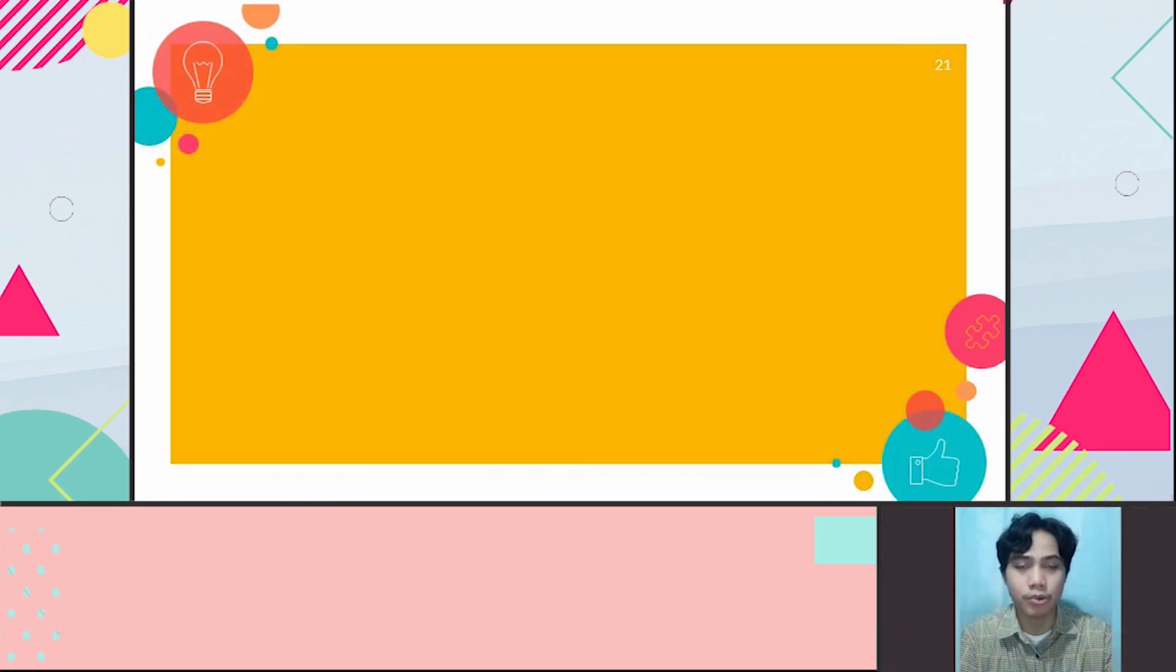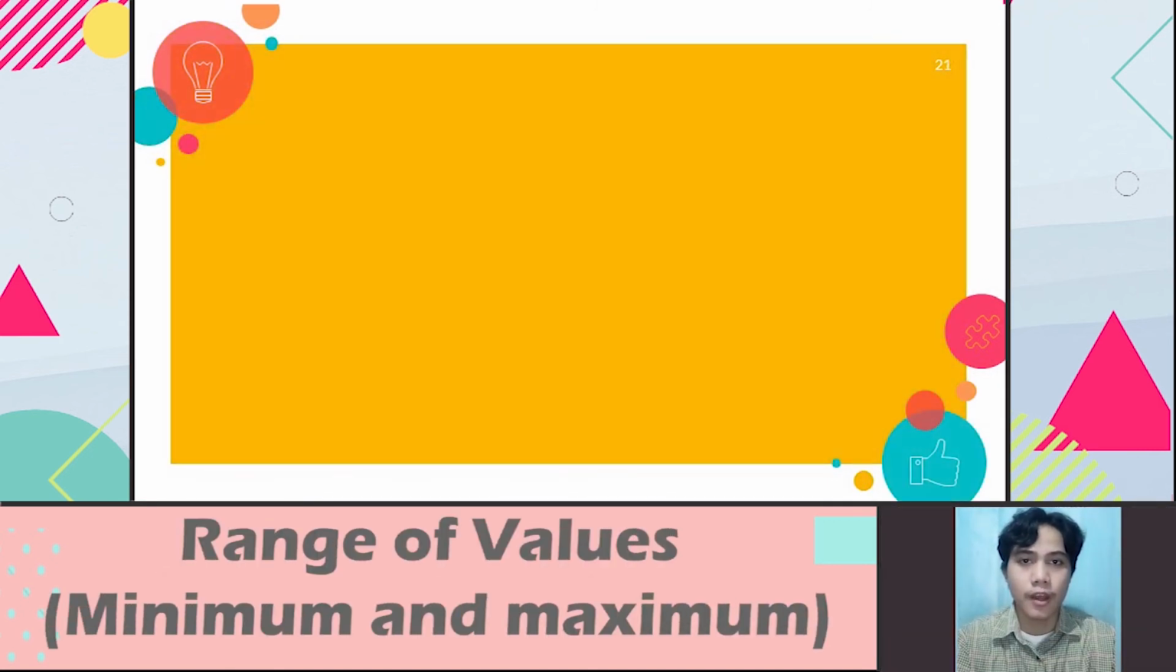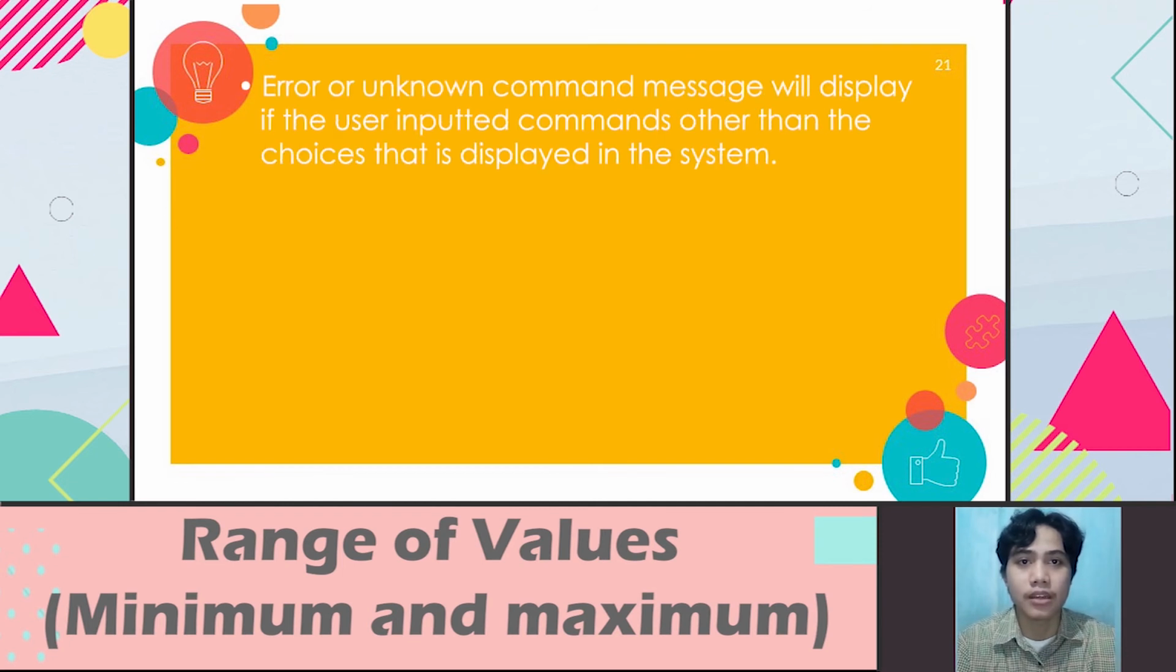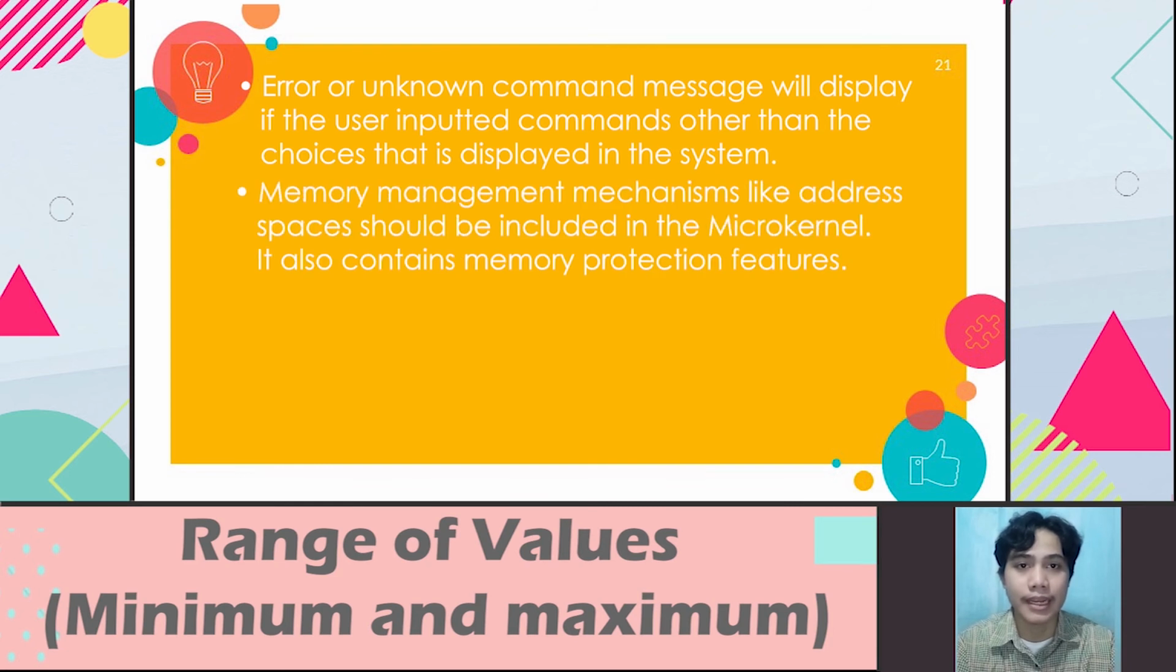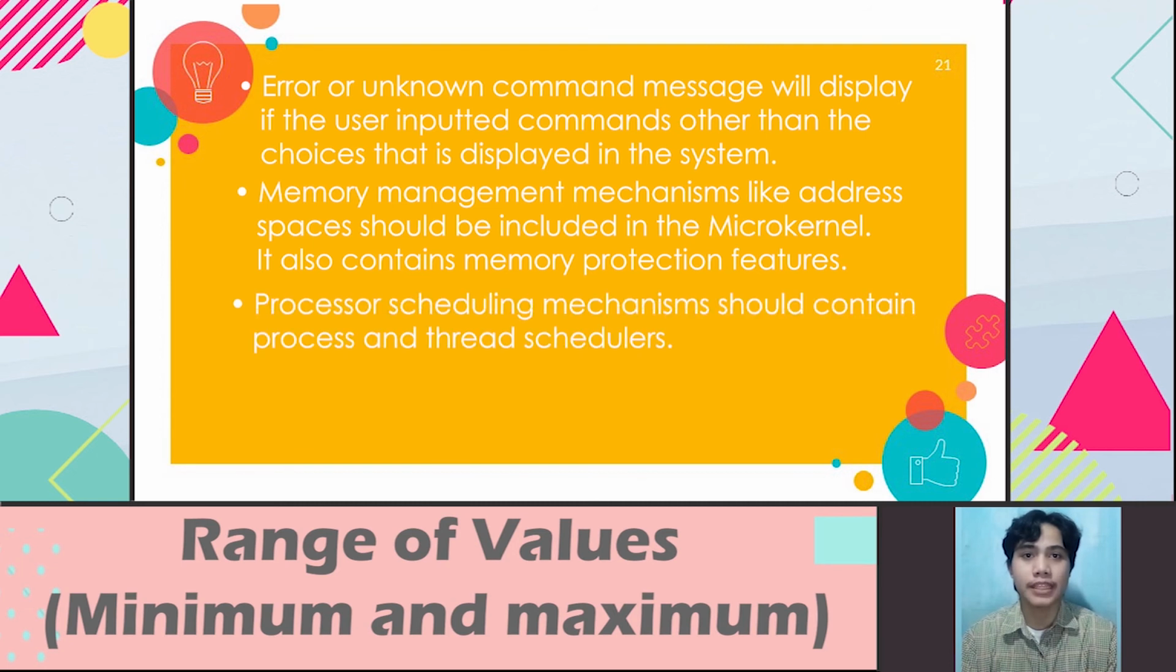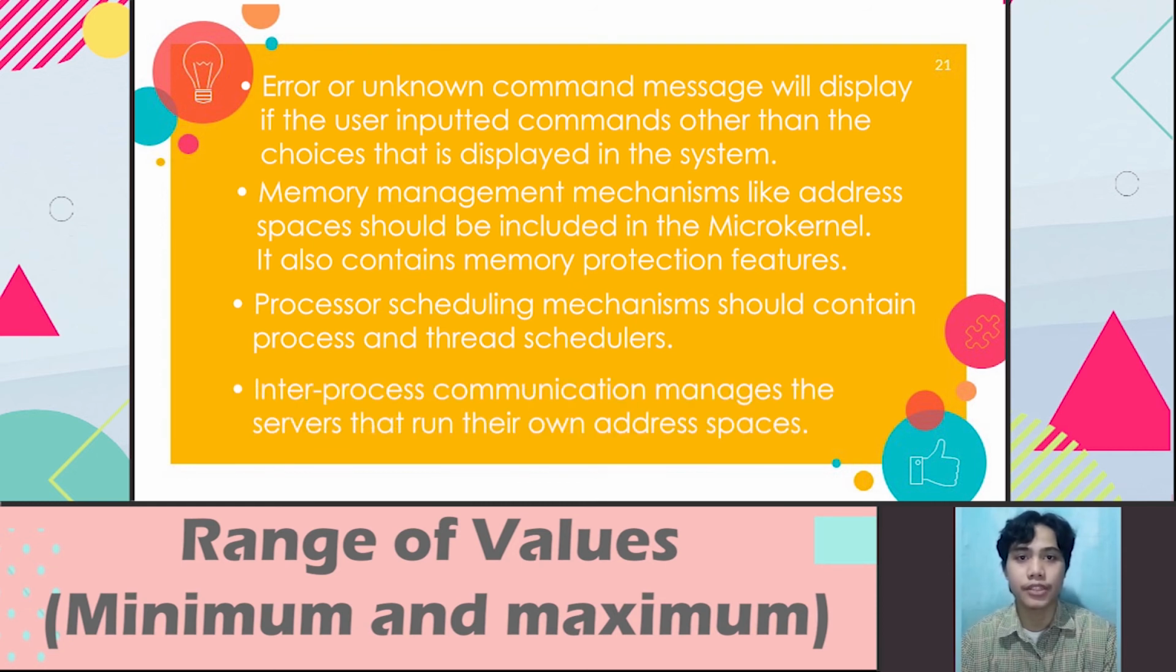Values of the system that we created. Error or unknown command messages will display if the user inputs commands other than the choices that are displayed in the system. Memory management mechanisms like address spaces should be included in the microkernel. It also contains memory protection features. Scheduling mechanisms should contain process and thread schedulers. Inter-process communication manages the servers that run their own address spaces.